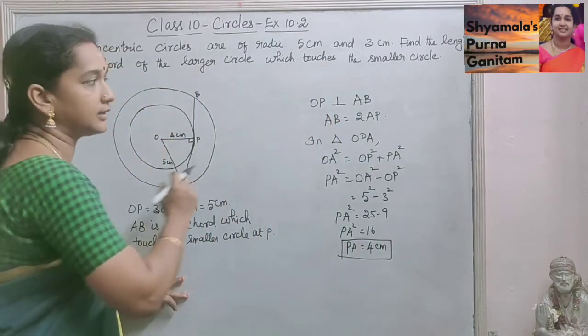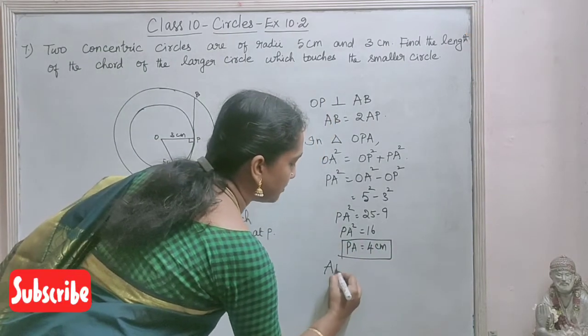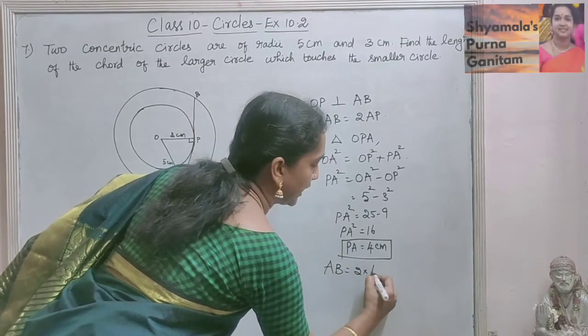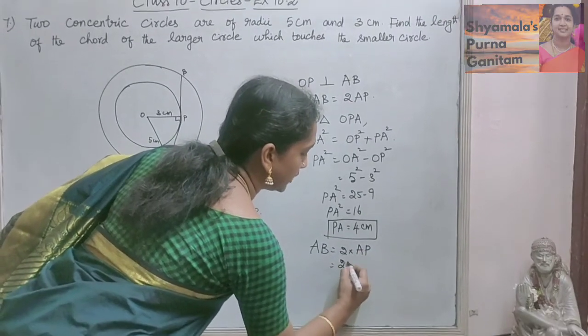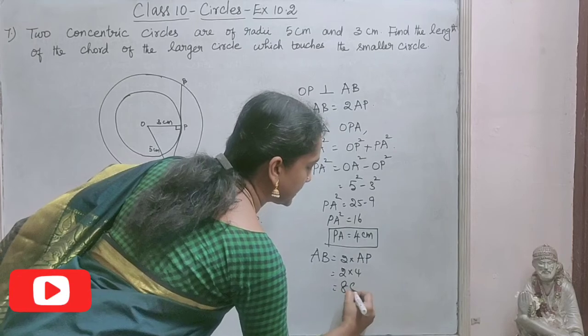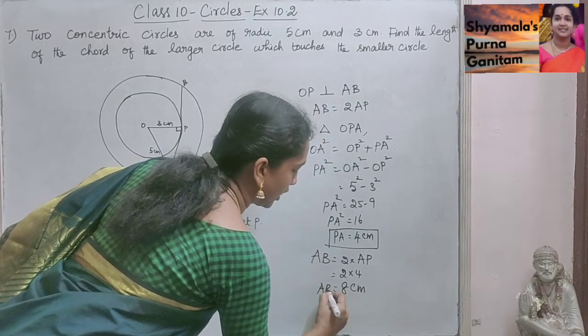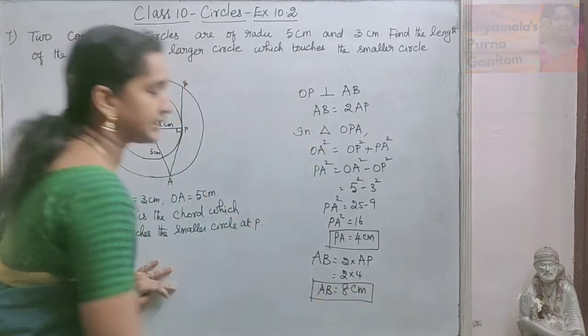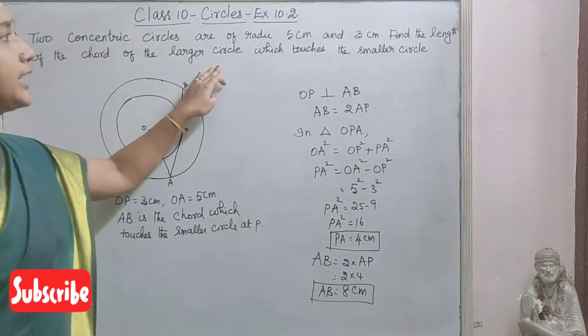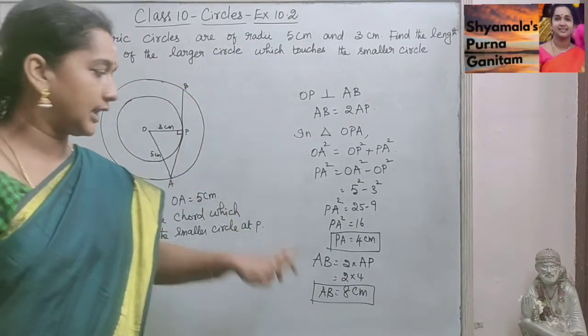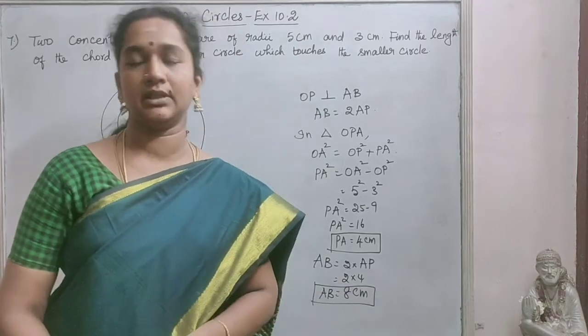That is one part. So already we know that AB is equal to 2 times AP. So that is 2 into 4, that is equal to 8 centimeter. So the length of the chord AB is 8 centimeter. So we were asked to find the length of the chord. So the length of the chord is 8 centimeter. Okay.